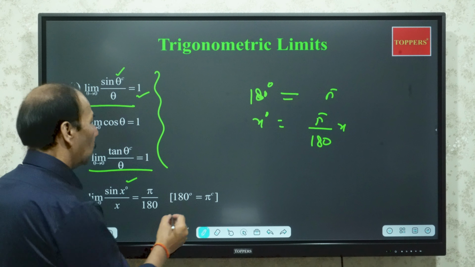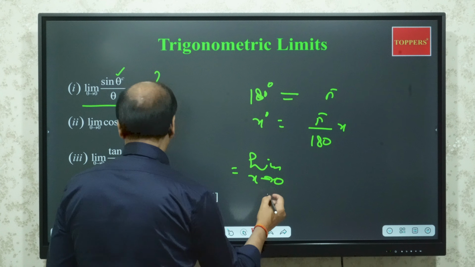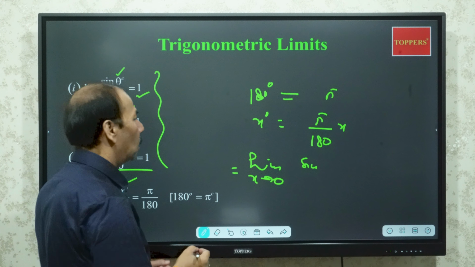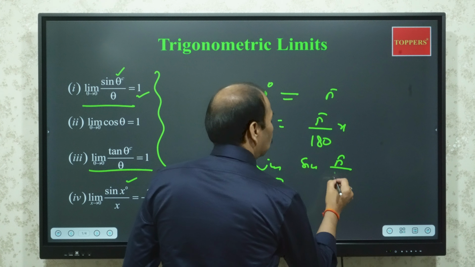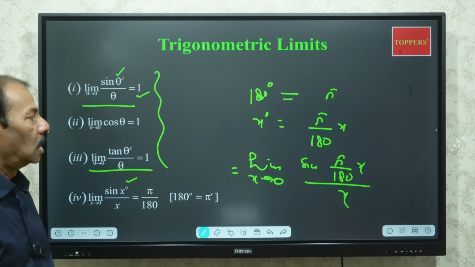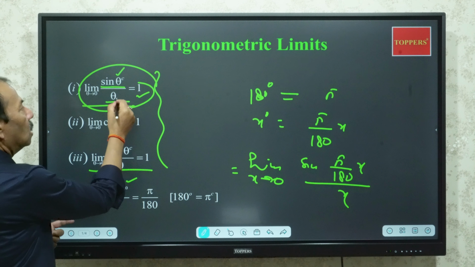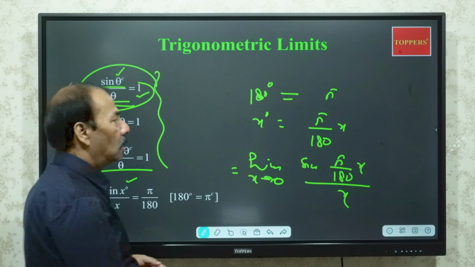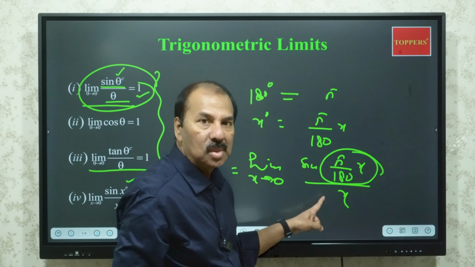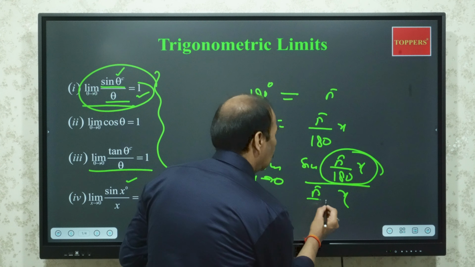Replacing this, you can write this as the limit when x tends to 0 of sine x degree upon x. So we replace it with sine of pi upon 180 x, divided by x. Now we will convert this into the standard form, sine theta upon theta when theta tends to 0 is 1. Here we should have theta in the denominator, so we must have pi upon 180 here.